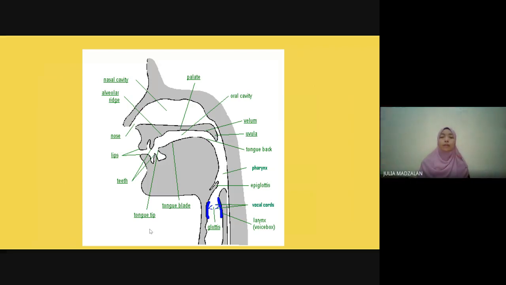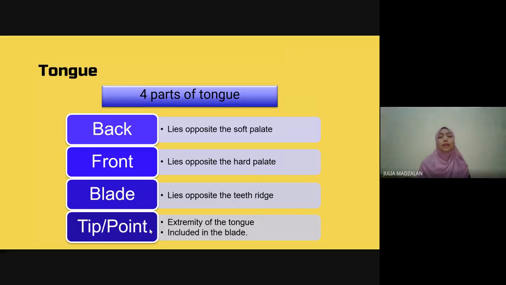Okay, sedikit gambar for you to imagine. This is the cross section, keratan rentas of human head. We have the nasal cavity, the alveolar ridge, we have nose, we have lips, teeth, the tongue tip, the tongue blade, and then we have palate, we have oral cavity, we have velum, we have uvula, the tongue back, and then we have pharynx, epiglottis, and then we have vocal cords or vocal folds, and then we have larynx, which is our voice box or Adam's apple. And then di tengah-tengah itu kita ada glottis. Now, tongue is also one of the organs involved in producing sound.